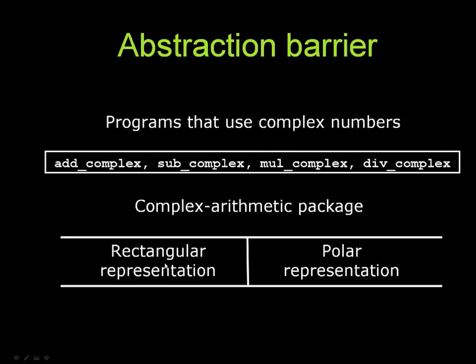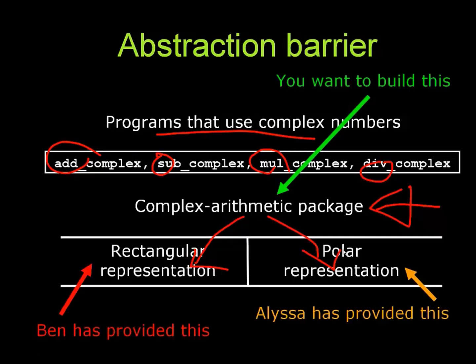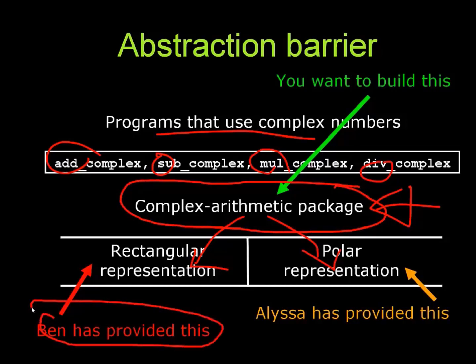You can imagine a world where there are programs that use complex numbers, and in these programs, you can add, subtract, multiply, and divide complex numbers. And what you have is a complex number package. In this package, there are two representations: the rectangular form and the polar form. You need to build this complex number package. There's a guy called Ben, who has given you this part, and Alyssa, who has given you this part.